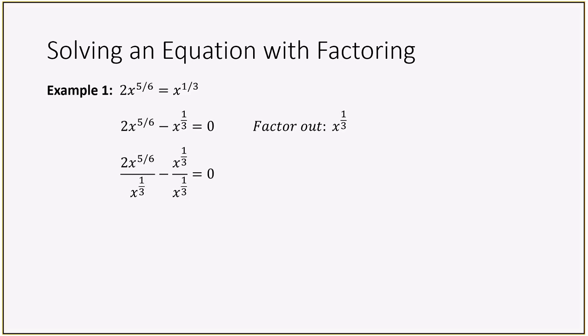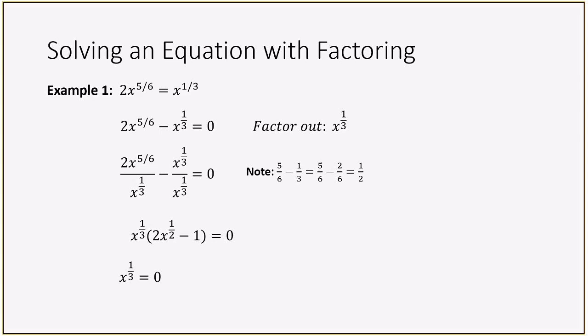So x to the 1/3 divided by x to the 1/3 is just 1, and x to the 5/6 divided by x to the 1/3 is that subtraction. Again, we have to subtract two fractions: the power of 5/6 minus 1/3. The common denominator is 6, so 1/3 becomes 2/6. Subtracting the 2 gives 3/6, which is 1/2. Then I can rewrite my whole expression: I have x to the 1/3 in front, my first term is now 2x to the 1/2, and my second term is 1, since x to the 1/3 divided by x to the 1/3 is 1.